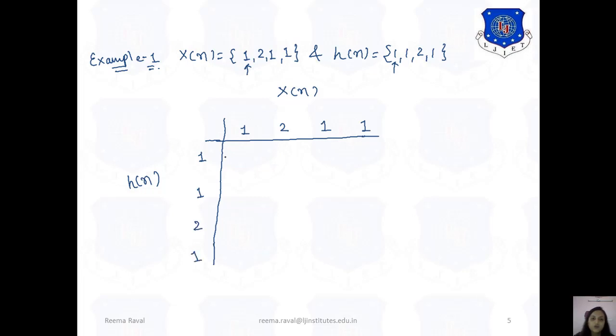Okay, so now multiplying: 1 into 1, 1. Now next 1 into 2 is 2. 1 into 1 is 1. Then 1 into 1 is 1. Now next row: 1 into 1, 1. This 1 into this 2 is 2. 1 into next one, that is 1, 1, right? Now third element with these x of n values. So 2 into 1, 2. 2 into 2, 4. 2 into 1, 2. 2 into 1, 2. Okay. Now next 1, 2, 1, 1.